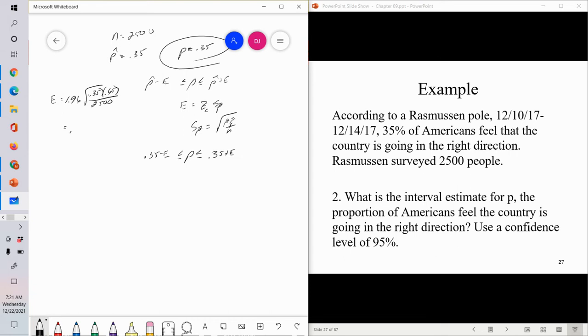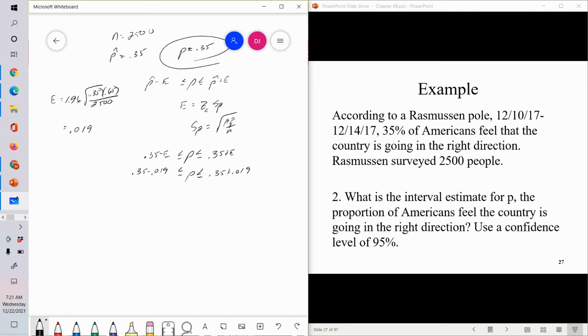And I get a margin of error of 0.019, and I'm going to go 3 decimal places. So that's my margin of error. So p is going to be somewhere between 0.35 minus 0.019 and 0.35 plus 0.019.